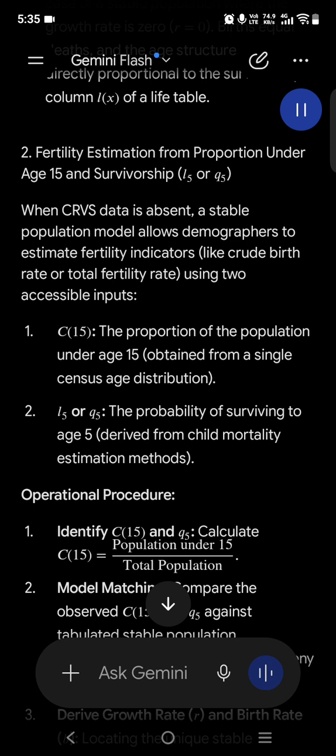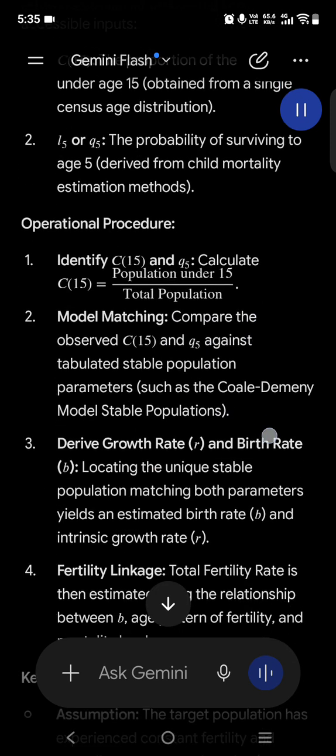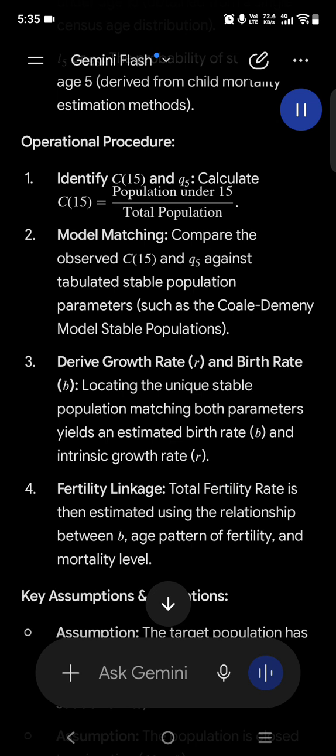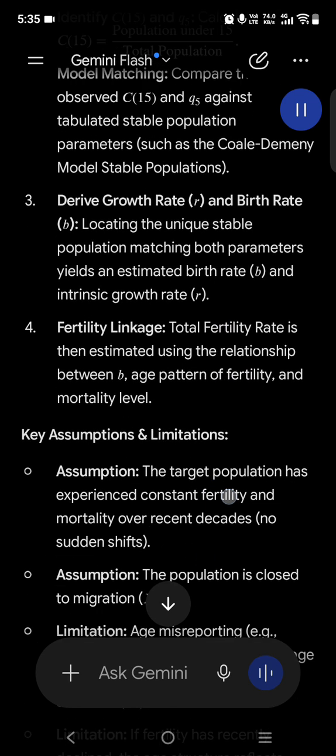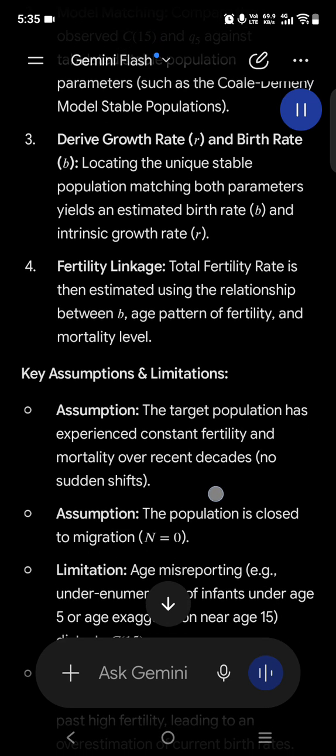indirect methods rely on retrospective summary questions asked in single-date censuses or sample surveys, e.g. how many children have you ever born? They also use demographic models, e.g. model life tables, stable population models, to convert non-standard proportions into standard rates.